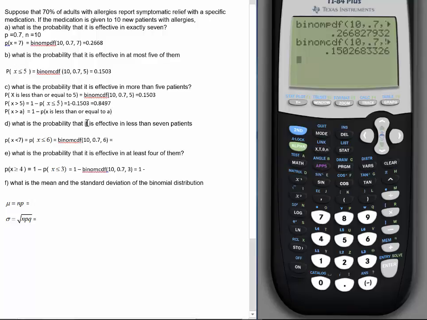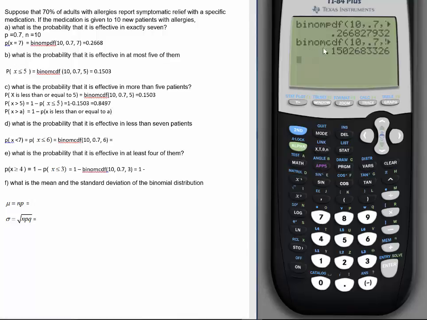What's the probability that it is effective in less than 7 patients? Okay, what does less than 7 mean? Less than 7 means 6, 5, 4, 3, 2, 1, 0. So I think you should agree with me that less than 7 means less than or equal to 6, and that's what I put here. Less than or equal to 6, guys, you can use the Binomcdf on that one.